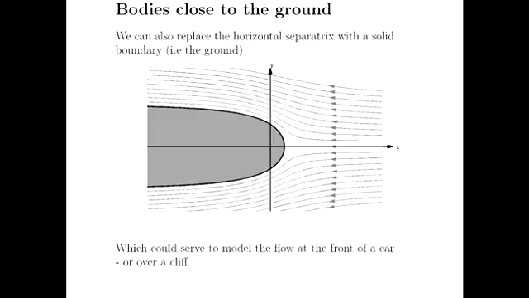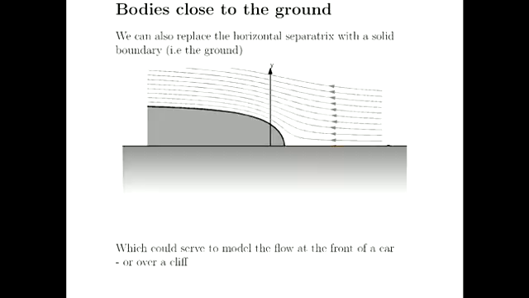So at the moment, I said that I could replace any streamline in that flow field with a solid boundary, and I replaced that curved separatrix with this half-Rankine body shape. But I could also replace that horizontal streamline, that horizontal separatrix, with a solid boundary if I so desired. And then that simple source plus a uniform flow is now modeling the flow over a bump on a horizontal surface. Does that make sense?